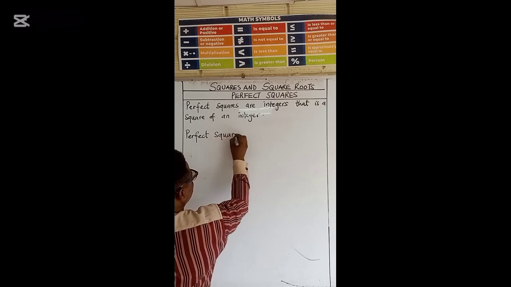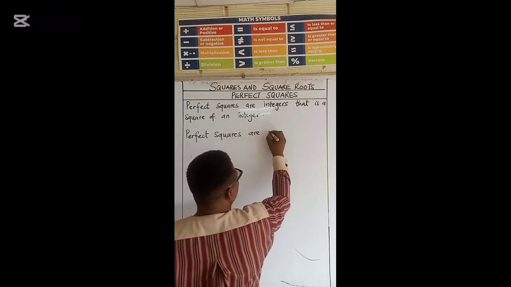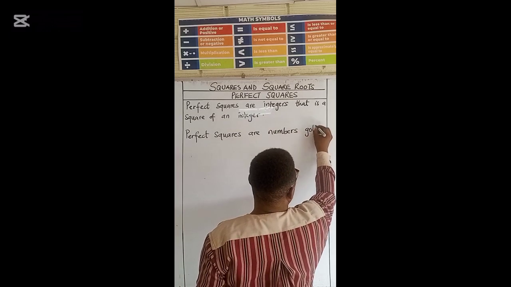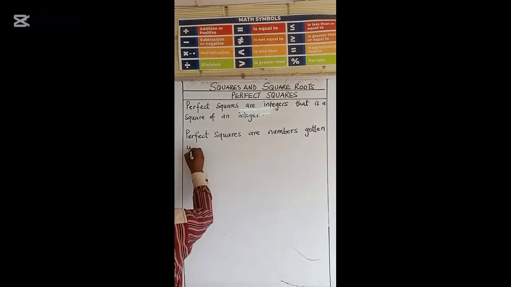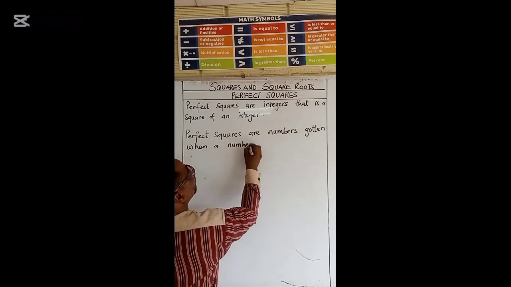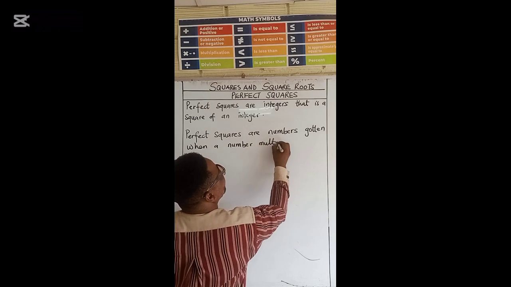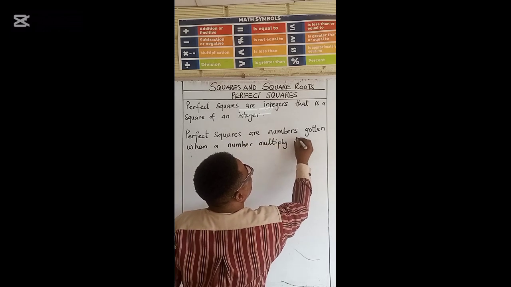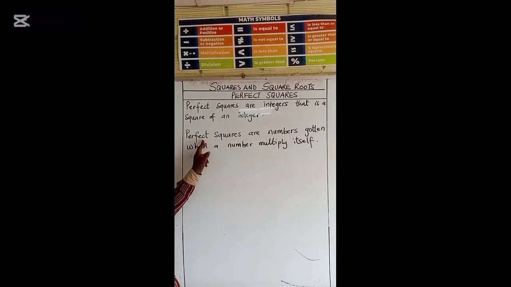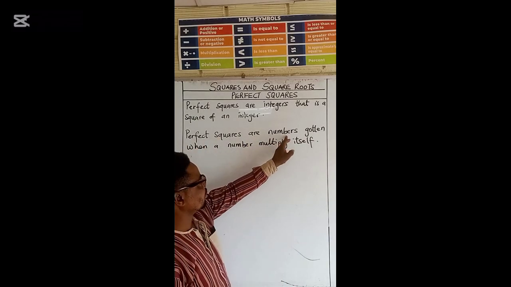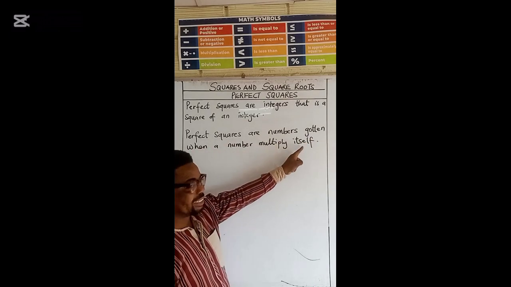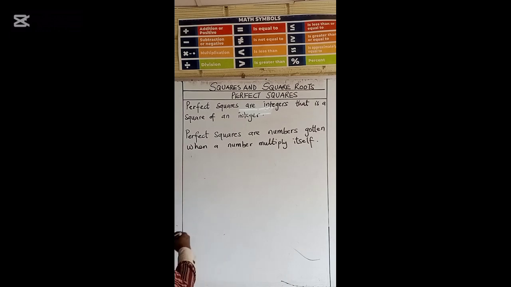Perfect squares are numbers gotten when a number multiplies itself. Now that is it. Perfect squares are numbers gotten when a number multiplies itself. Okay, and we know the number we have.